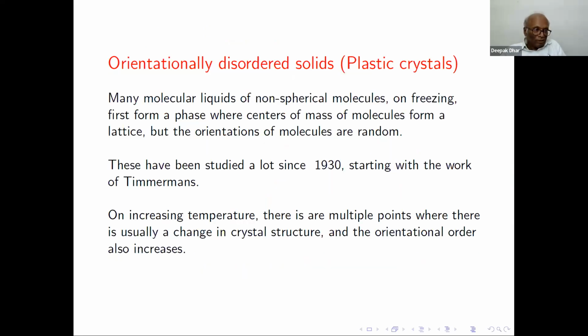Now I come to the other case, orientationally disordered solids. I already said that many molecular solids of non-spherical molecules on freezing first form a phase where the centers of mass of molecules form a lattice, but the orientations of molecules are random. That is why they are called orientationally disordered crystals or orientationally disordered solids.